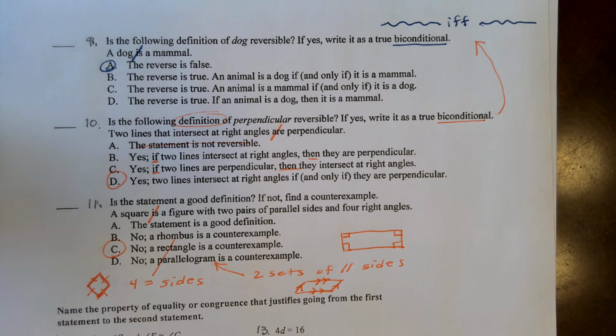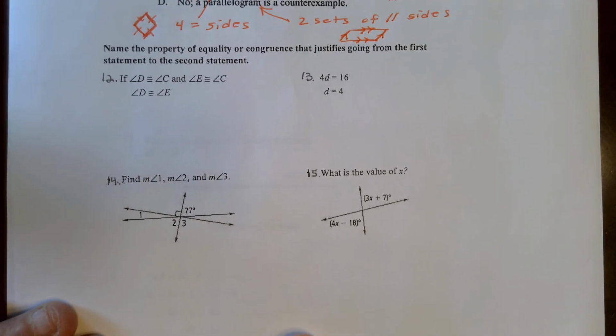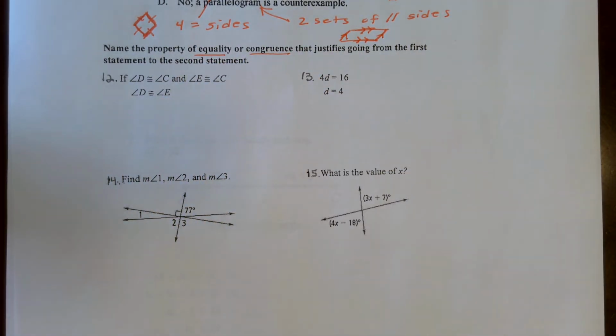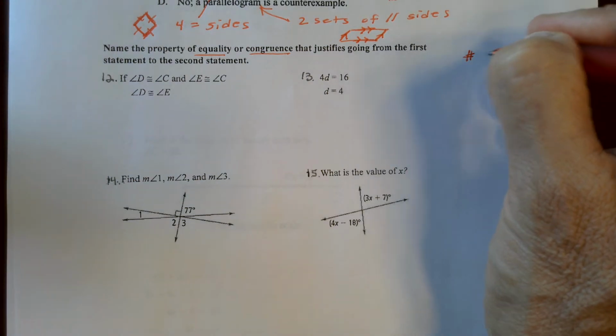All right, now we're getting to our justifications. So we have to name the property of equality or congruence. Remember the difference. Numbers are equal.